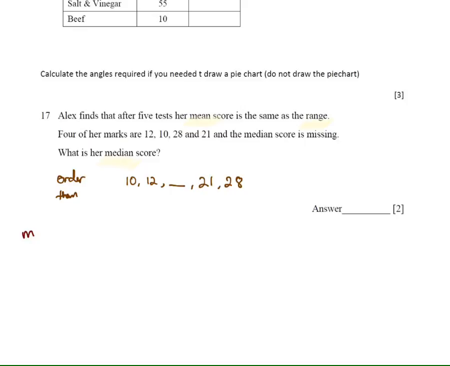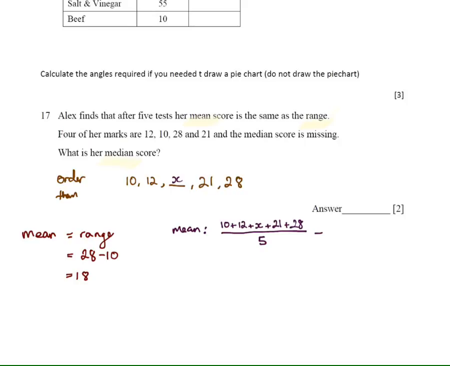So we know that the mean is equal to the range. We can work out the range because the range won't change if we put in the median. 28 minus 10 is the range, which is 18. So we know that the mean is 18. What is the mean? Well, the mean is going to be the sum of all of these. I'm going to call the unknown value there x. If we add them all up, we get 10 plus 12 plus x plus 21 plus 28 divided by the number of data bits, which is 5.